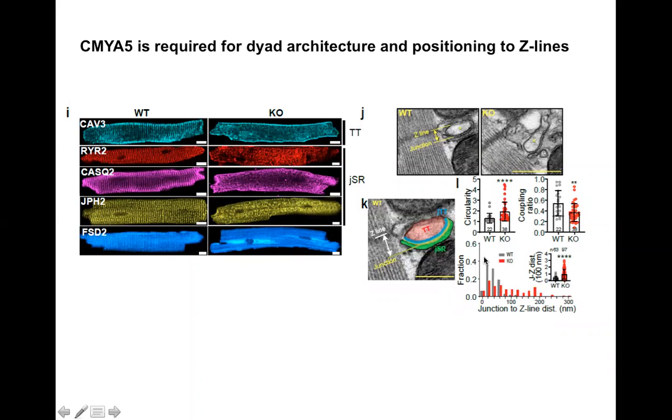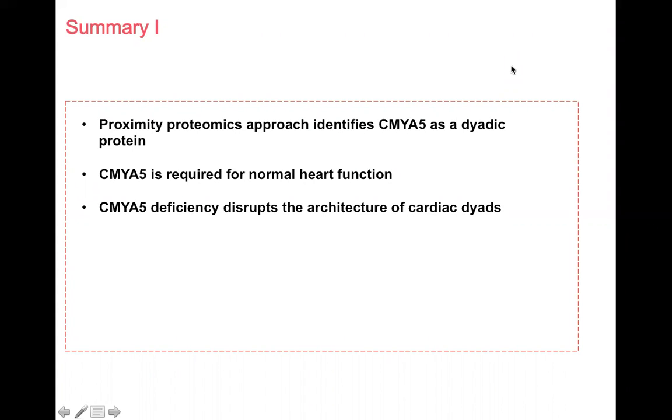The knockout hearts had a more variable and increased circularity of the T-tubule and dyad-to-Z-line distance, as well as a decreased coupling ratio, suggesting that they may suffer from defective EC coupling. So here we can say our proximity proteomics approach identifies CMYA5 as a dyadic protein. CMYA5 is required for normal heart function, and CMYA5 deficiency disrupts the architecture of cardiac dyads.